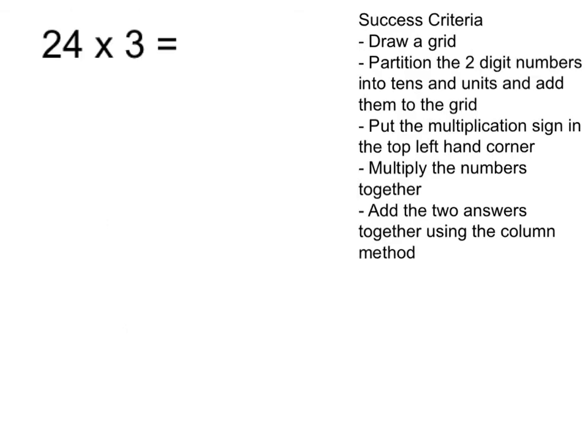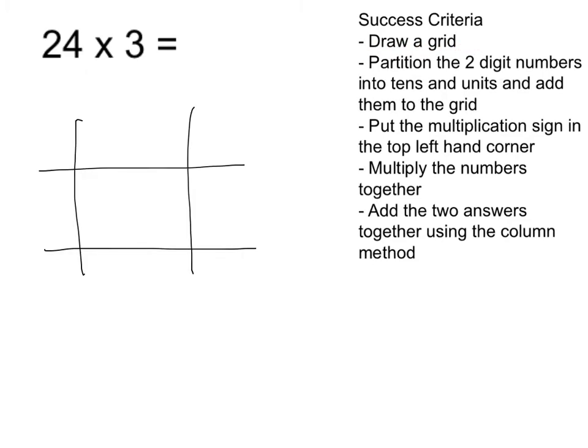Right, so let's have a look at this next calculation. Here I have 24 times 3. So following the success criteria, first of all, I need to draw myself a grid. So now I've drawn my grid. Next, I need to partition the two-digit number, which is 24. So I've partitioned the number 24 into 20 and 4, and I've placed it here on my grid.